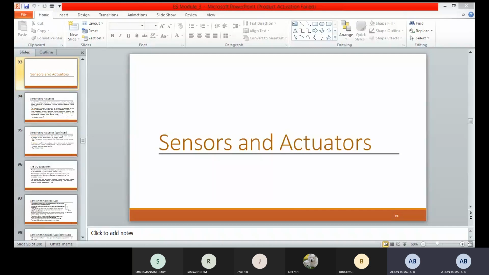It is a transducer that converts energy from one form to another form for any measurement or control purpose. An example is a temperature sensor. To sense the temperature, there is an analog signal, and that will be converted into digital. That is your input signal to your embedded system. That's called the sensor.